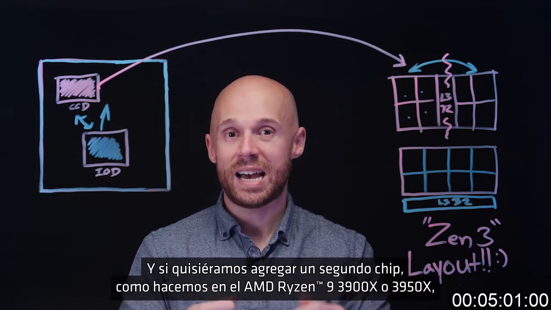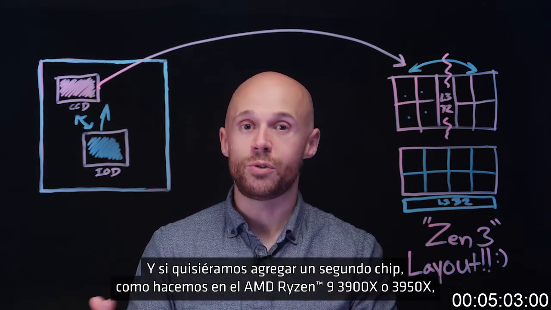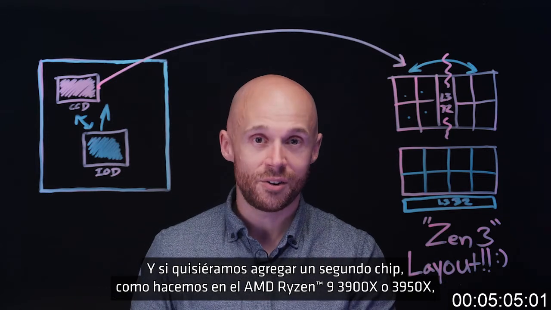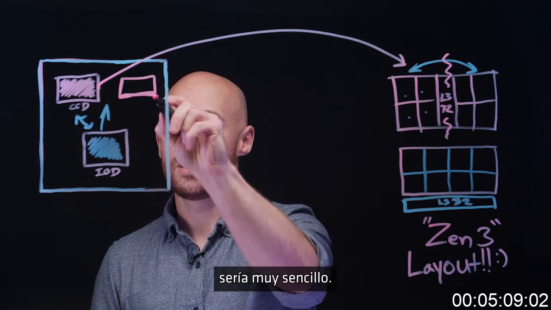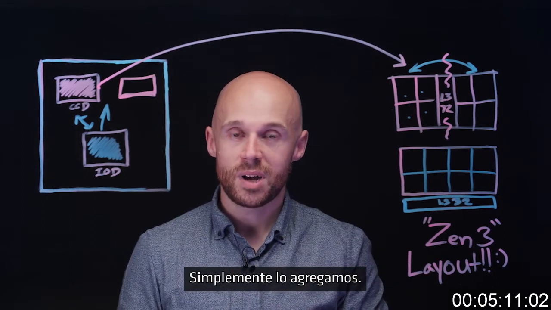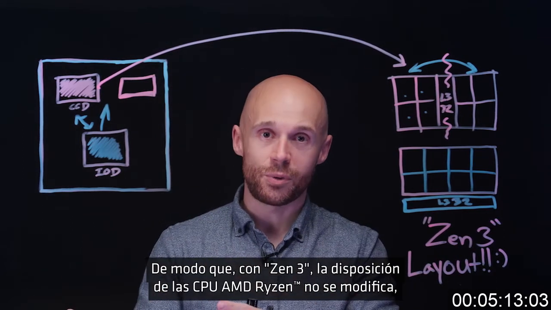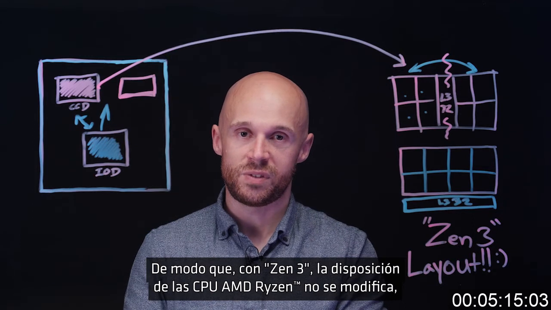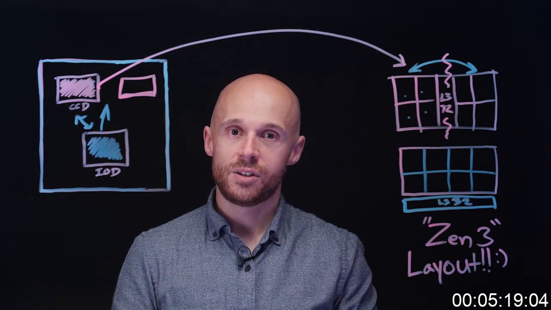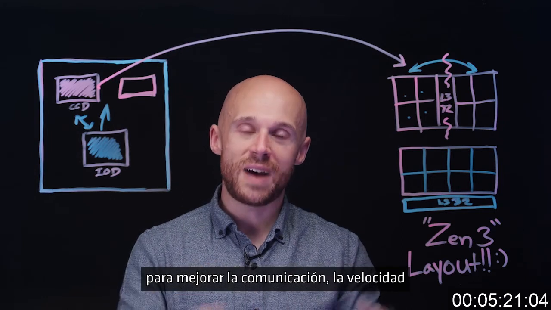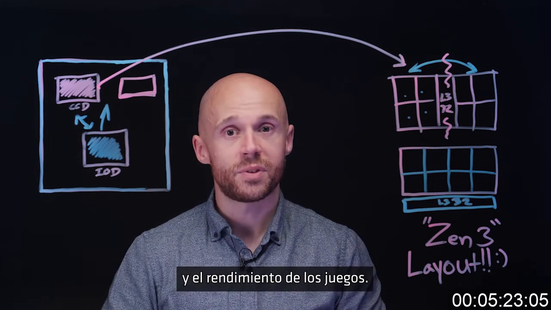And if you wanted to add a second die, like we do with the AMD Ryzen 9 3900X or 3950X, well, that's fairly straightforward as well. You would just put another die in the package. So it doesn't change the layout of the AMD Ryzen CPUs with Zen 3. It just changes how the cores are configured inside to improve communication, make them faster, and help gaming performance at the end of the day.